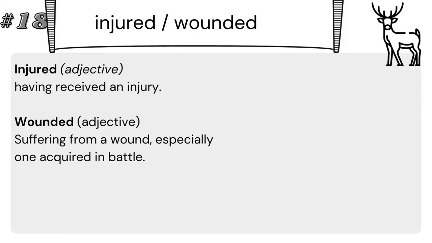Injured, wounded. Injured is receiving an injury, which we already talked about. That means something has happened to your body. You received an injury. Ouch. Wounded is suffering from a wound. A wound is different than an injury. A wound is usually more serious, worse. So wounded means you suffered from a wound, especially in battle, like a war.